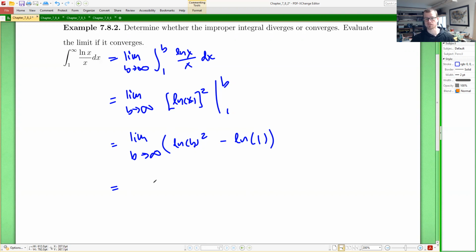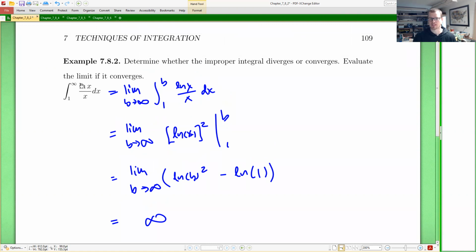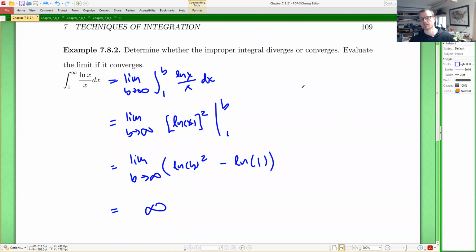Excellent. And when we evaluate this limit, the natural log of 1 is just a constant, and the natural log of a number that's going to infinity is also going to go to infinity. So this particular limit is infinite, and what we say is the limit needs to exist and be finite in order for the integral to converge. So essentially, if we were to graph this function, it should look something like this. It's a variation on the natural log of x.